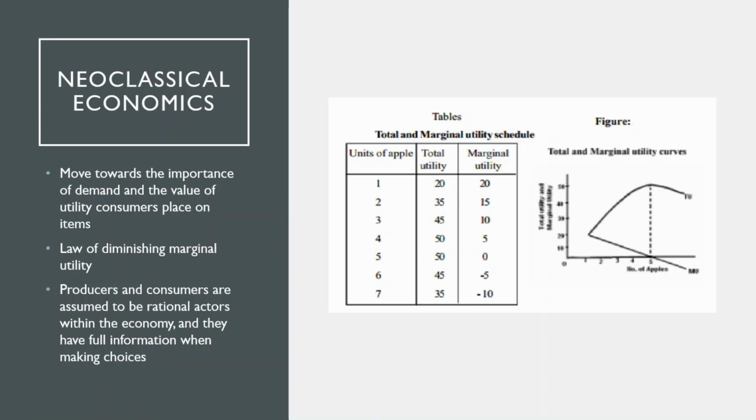Later on in the 19th century, we got more ideas with Alfred Marshall. That's really late 1800s. And really, you get the school of microeconomics. You get the law of diminishing marginal utility, the idea of externalities. We get some of the general big ideas of economics that producers and consumers are rational actors within the economy, and they have the full idea when making choices.